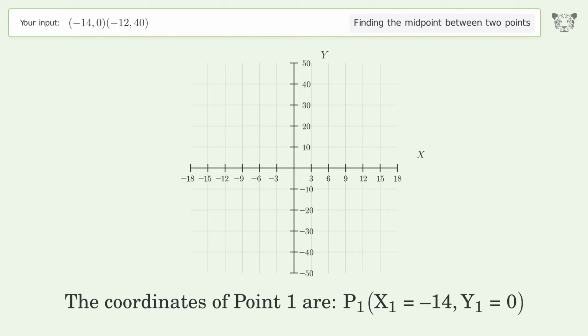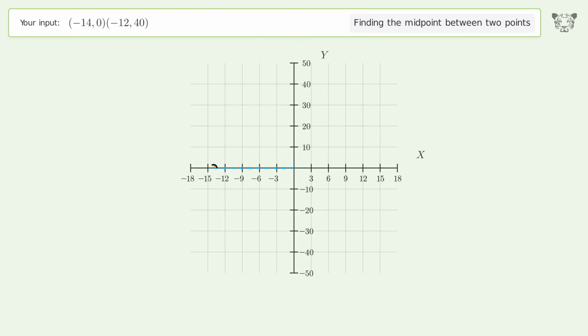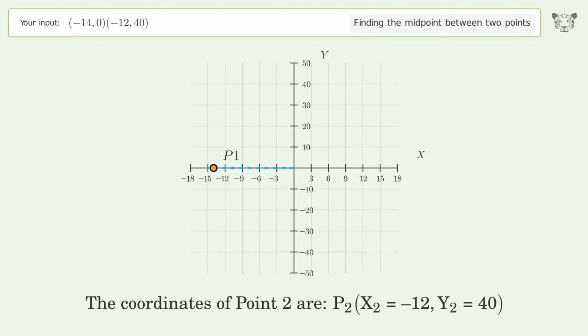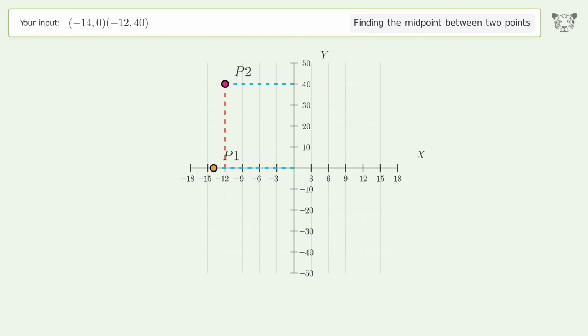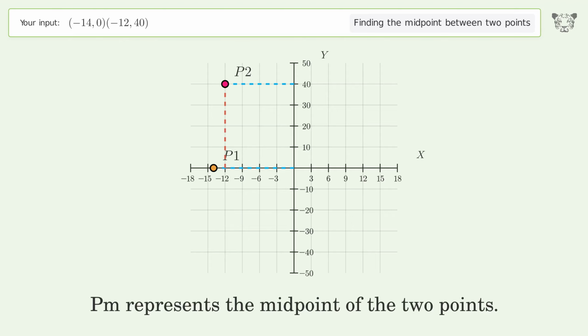The coordinates of point 1 are, x1 equals negative 14, y1 equals 0. The coordinates of point 2 are, x2 equals negative 12, y2 equals 40. PM represents the midpoint of the 2 points.